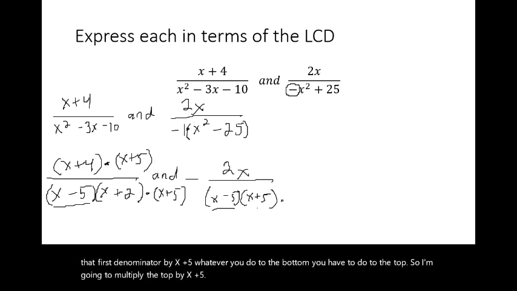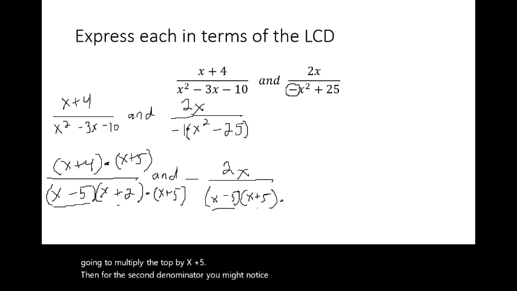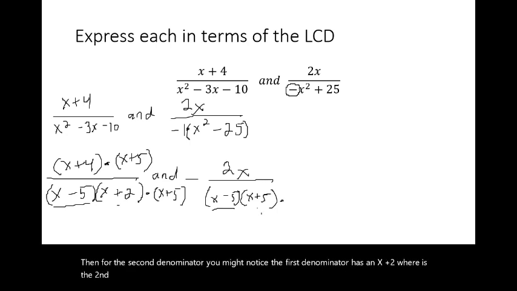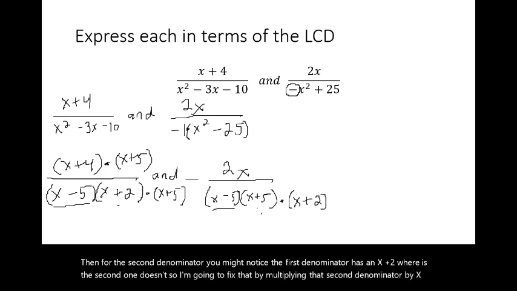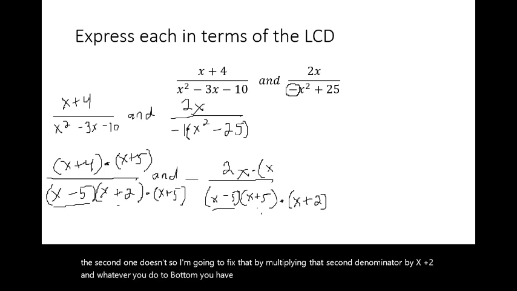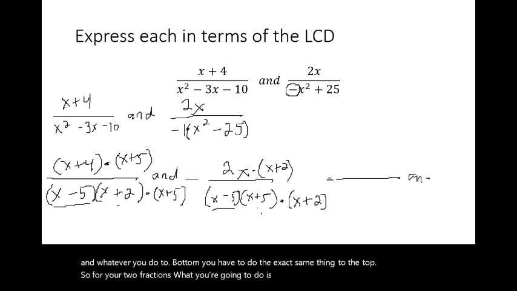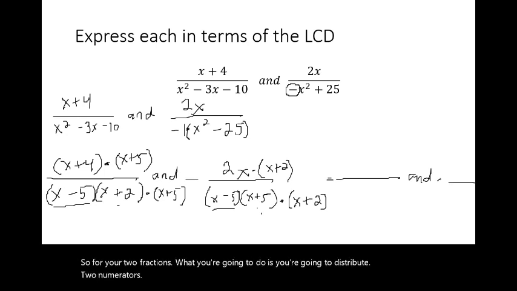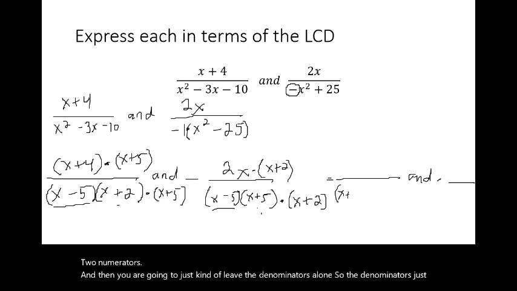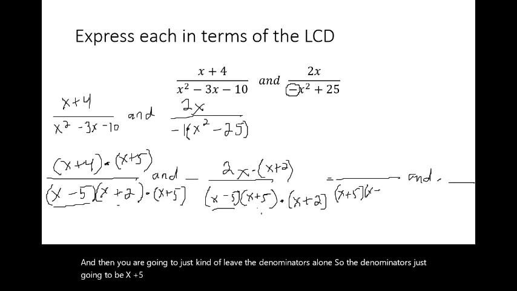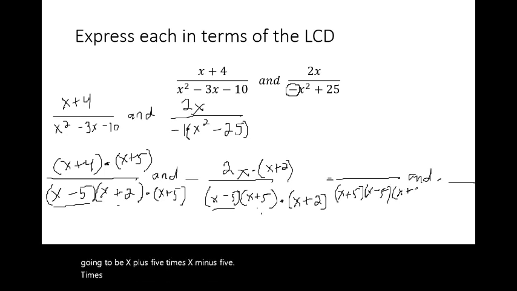Then for the second denominator, you might notice the first denominator has an x plus 2, whereas the second one doesn't. So I'm going to fix that by multiplying that second denominator by x plus 2. And whatever you do to the bottom, you have to do the exact same thing to the top. So for your two fractions, you're going to distribute the two numerators, and then you are going to just leave the denominators alone. So the denominator is just going to be x plus 5 times x minus 5 times x plus 2.